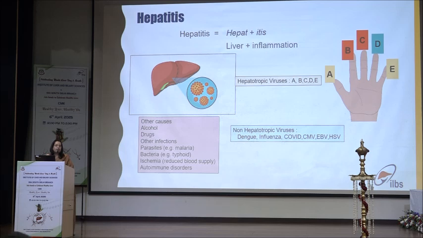Those viruses which have a tropism to the liver, meaning they go and replicate inside the liver, are known as hepatotropic. They are A, B, C, D, E, like the fingers of our hand. Very easy to remember. A and E, acute jaundice. B and C, bloodborne, that is why the red color. D is a defective virus, which requires B as a piggyback.